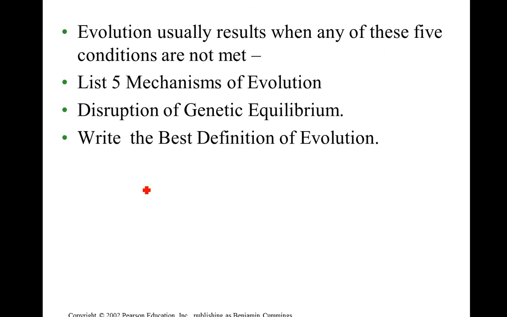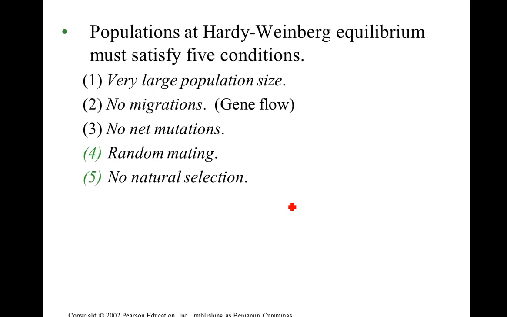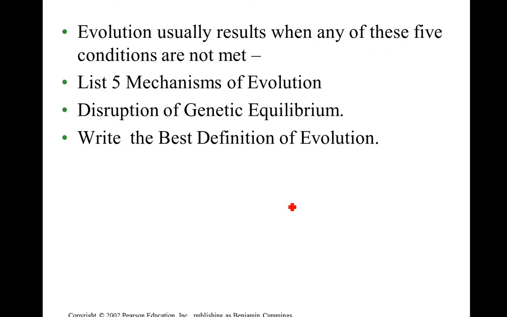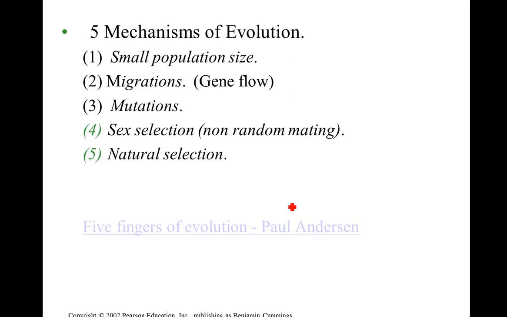Now, look at the next slide. Evolution is disruption of genetic equilibrium. So if I said make a list of 5 mechanisms of evolution, think about the opposite of this list, and you would have this. Pause the video for a second if you're going to write this out, and I'll show you what we have. I already have the link to 5-Finger Evolution on my playlist. I strongly recommend you watch that. So these are mechanisms of evolution.